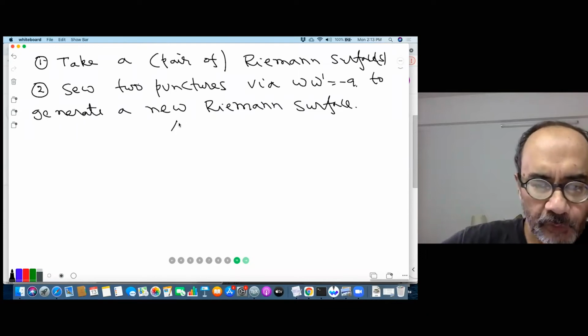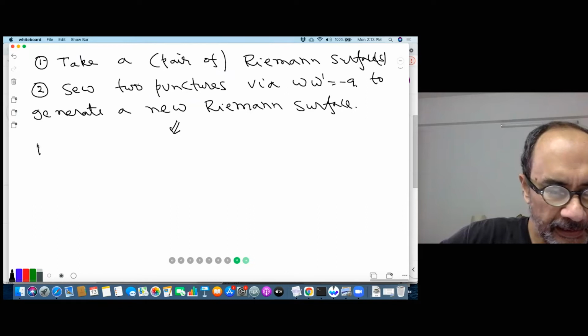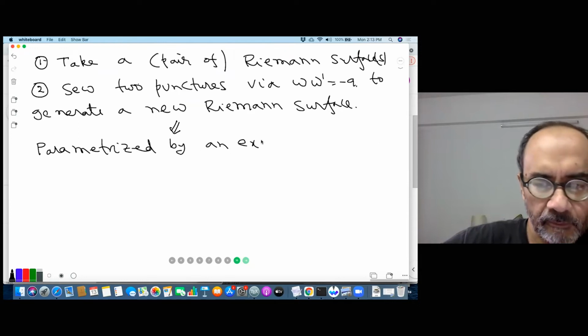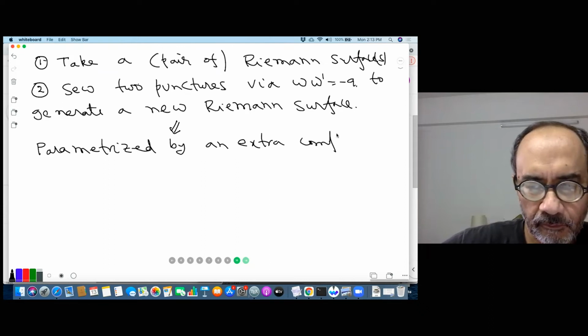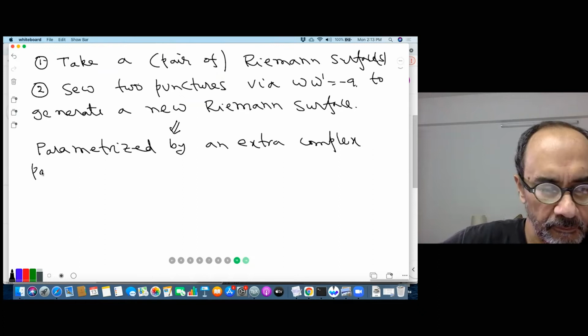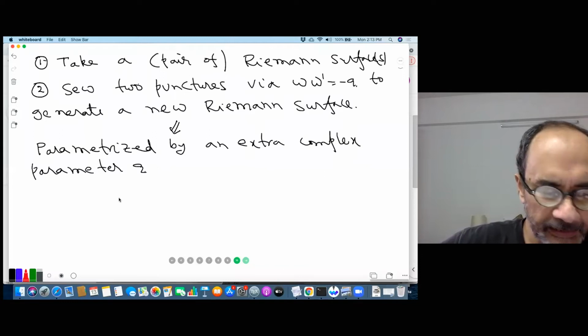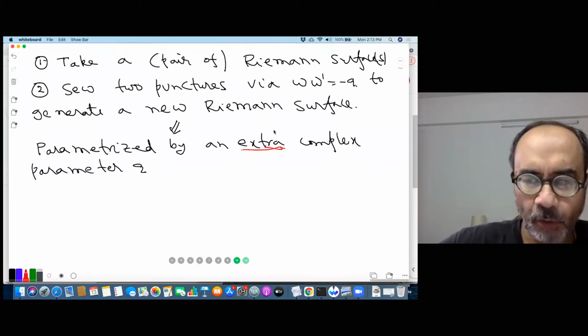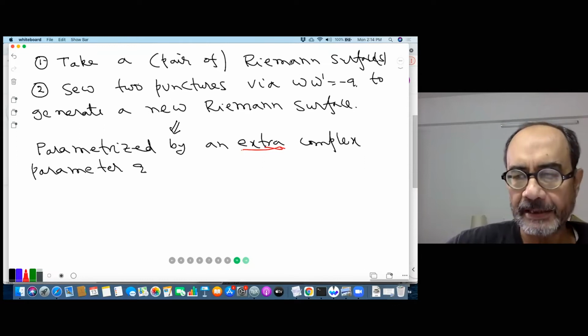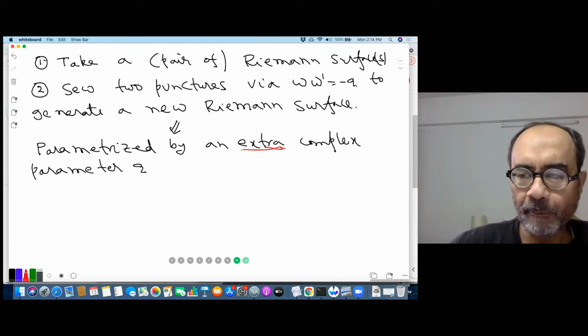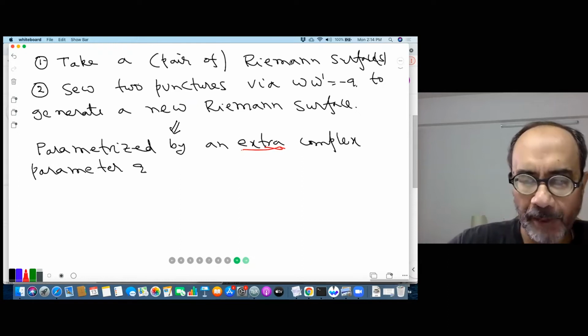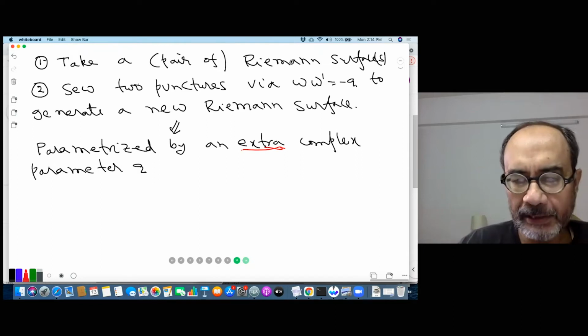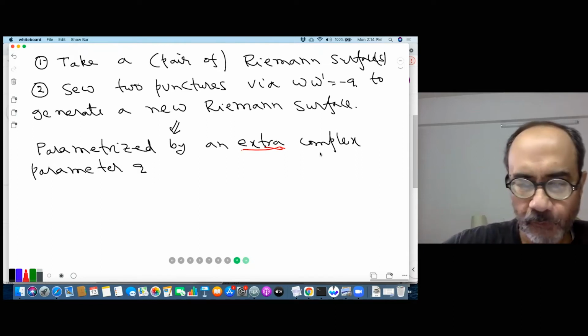So when you do that, this new Riemann surface is parameterized by an extra complex parameter. Notice the word extra. Why extra? Because the original Riemann surfaces themselves may have parameters, right? Typically Riemann surfaces have moduli spaces, so those moduli spaces will come with their own parameters. But when you sew them together, you get an extra parameter, which is this q. An extra complex parameter.